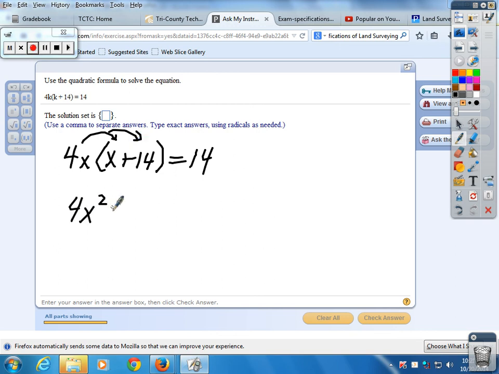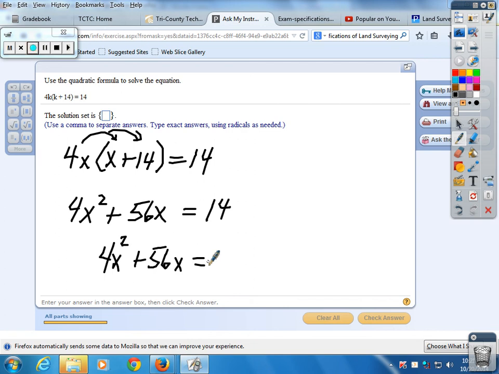4x squared plus, I have no idea, 56 equals what? 14. And now you can put your blanks and keep going. 4x squared plus 56x is equal to... or you could just throw that x in there. You could just distribute the x and leave the 4 out. It's whatever you want to do. I don't care.